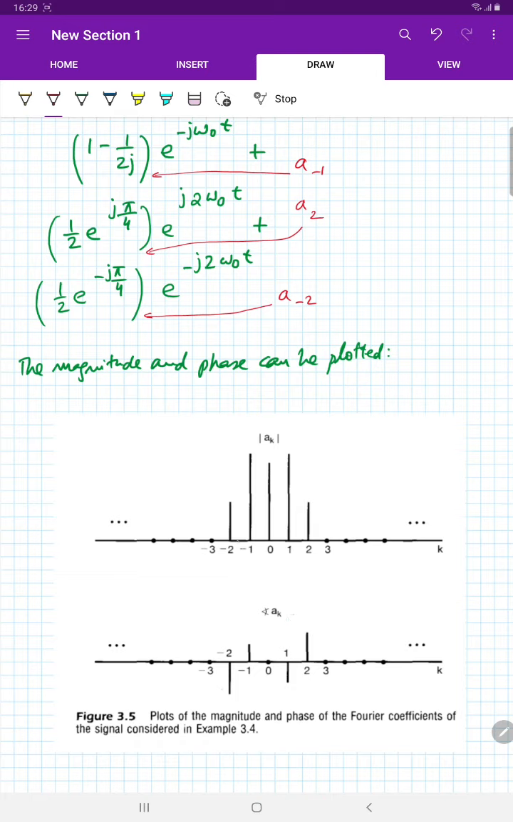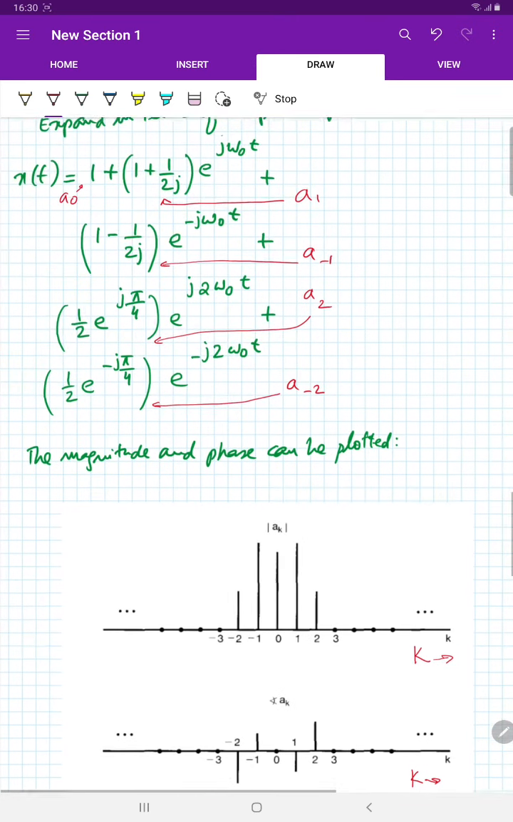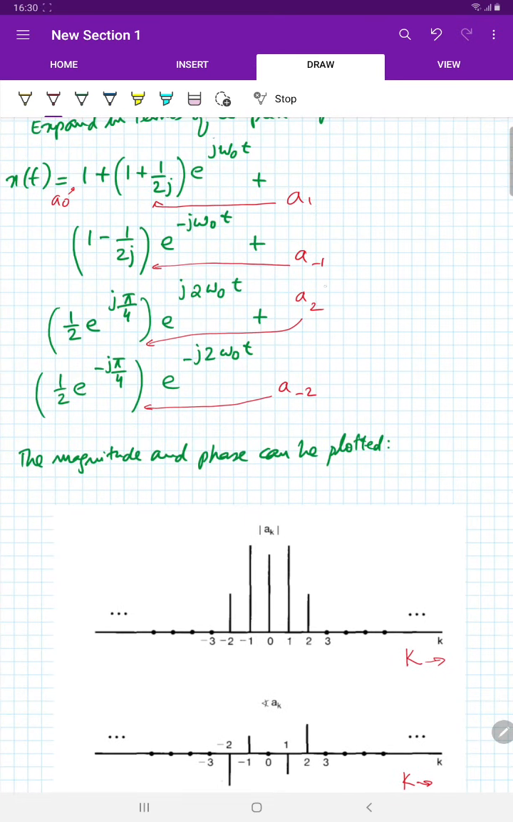So for every k, this is my k axis. It's a discrete axis, because the Fourier series coefficients are discrete. It's a series. It's not a continuous function. The coefficients go from 0, 1, 2, 3, minus 1, minus 2, minus 3, and so on. So for every k, find out the magnitude. Here in this case, there is only 1, 2 and 0.